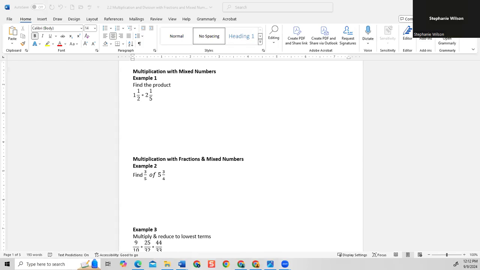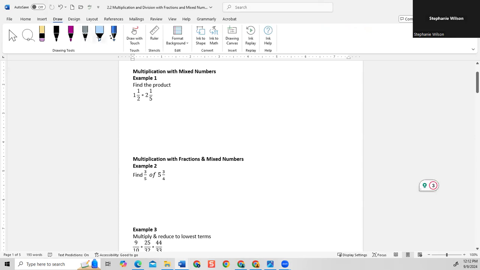Multiplication of fractions and mixed numbers. So our first example here, if you notice, we have a mixed number. If you don't understand what a mixed number is, please review the section on the proper, improper, and mixed number section. I'll do a light review here as we go.